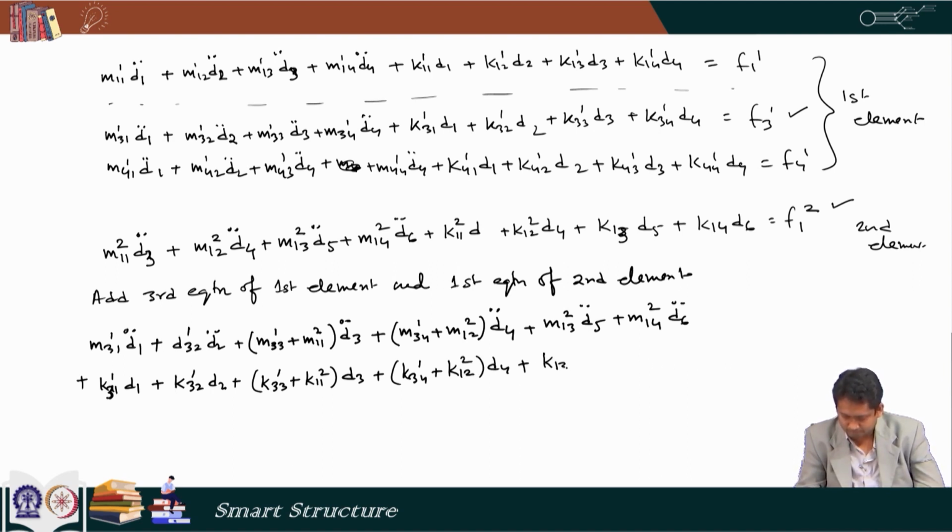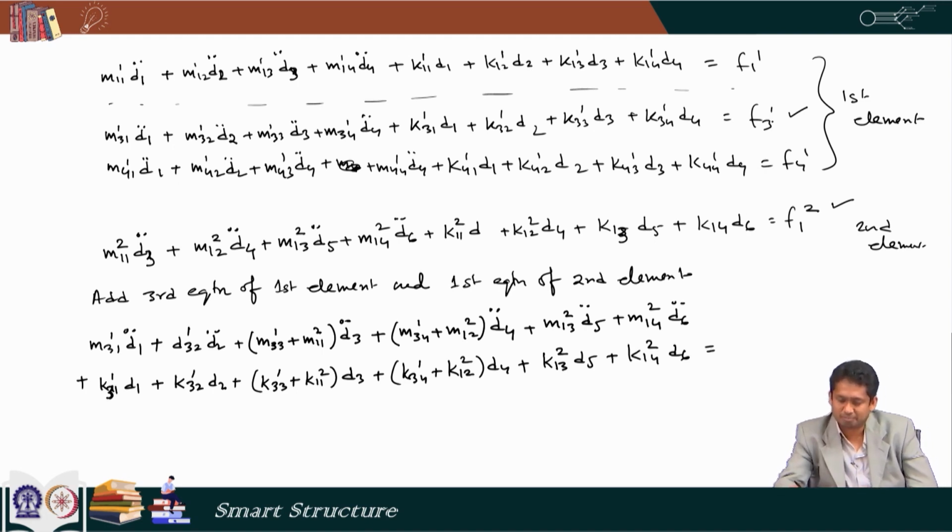plus K13 of 2 multiplied by D5 plus K14 of 2 multiplied by D6. At the right hand side I have F3 of 1 and F1 of 2 added. So, I have F3 of 1 plus F1 of 2.